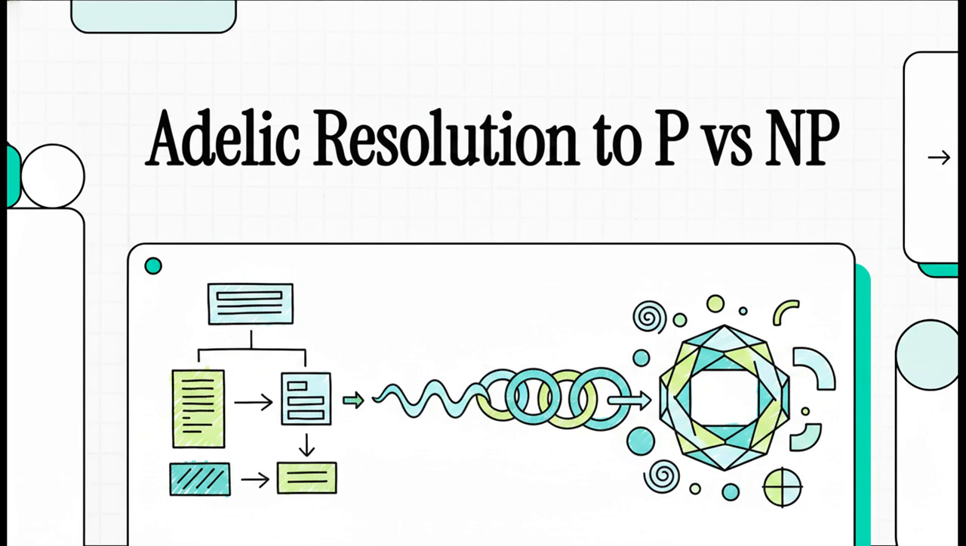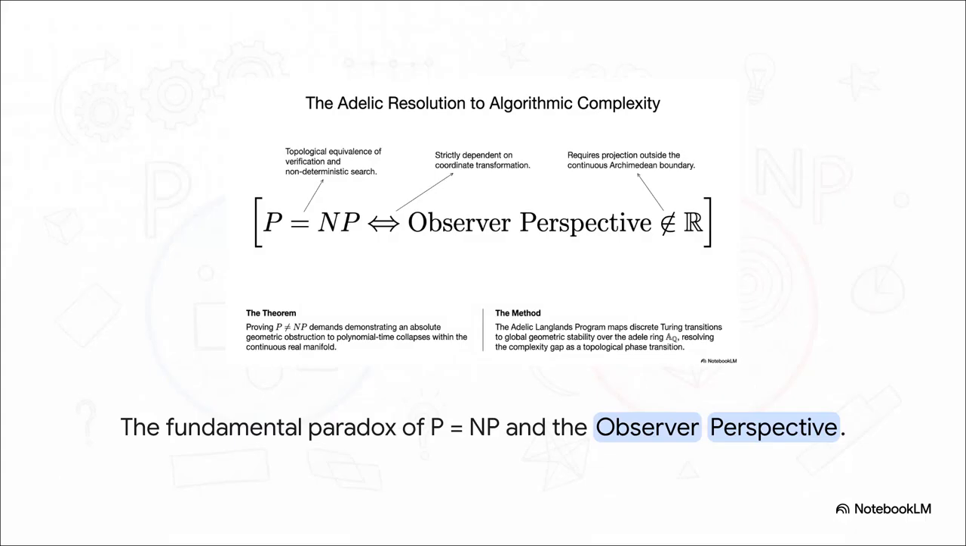It's fascinating stuff. This mind-bending equation reveals something incredible. The mathematical statement that P equals NP is actually true. But there's a huge catch. It strictly depends on the observer. Specifically, it requires projecting outside our continuous Archimedean boundary, basically stepping outside the standard continuous real numbers we use every day. From our standard continuous perspective, P definitely does not equal NP, and today we're going to walk through the exact mathematical proofs of why that geometric obstruction exists.